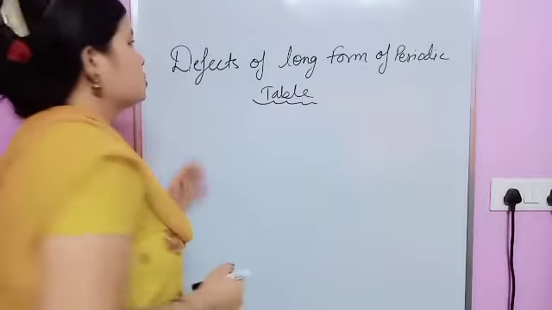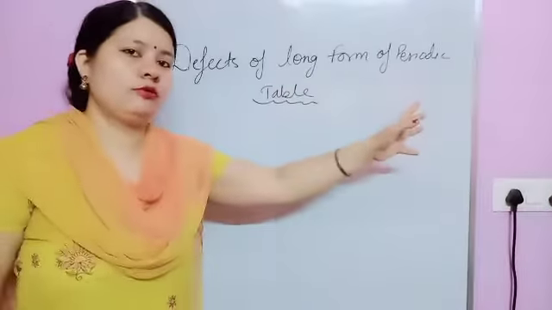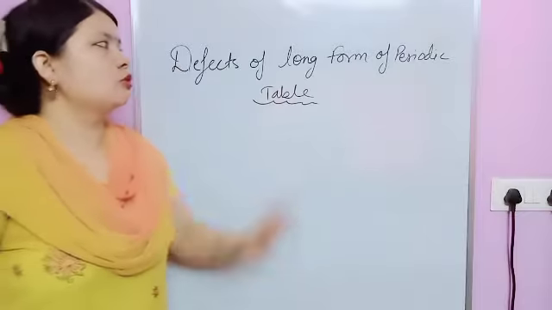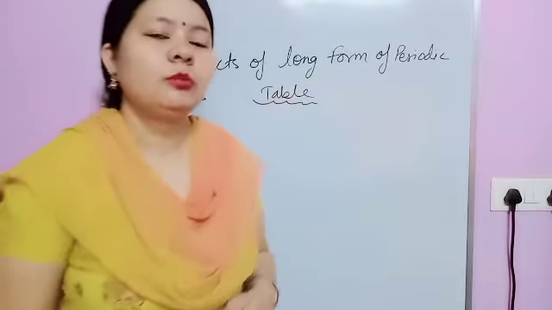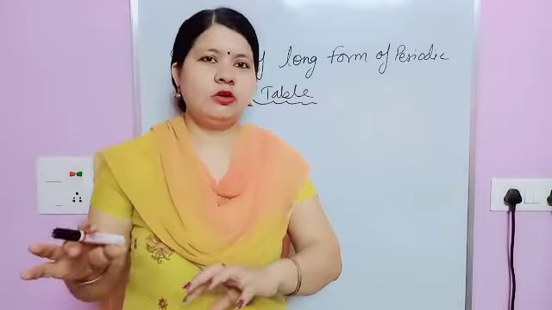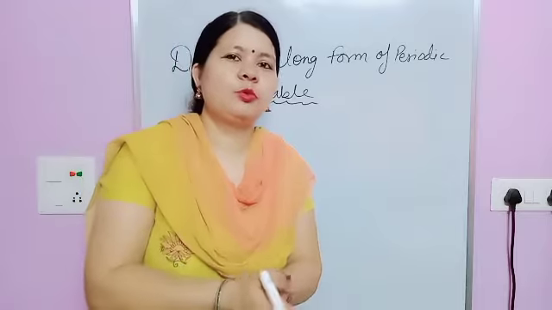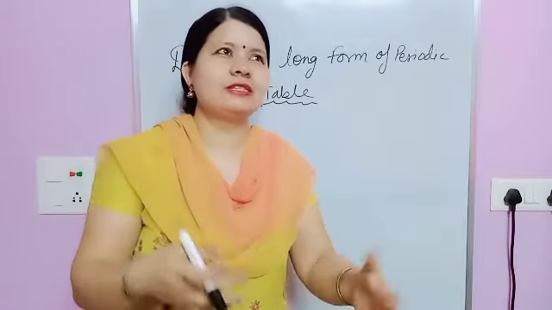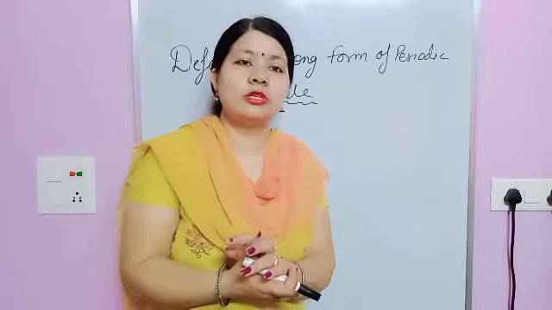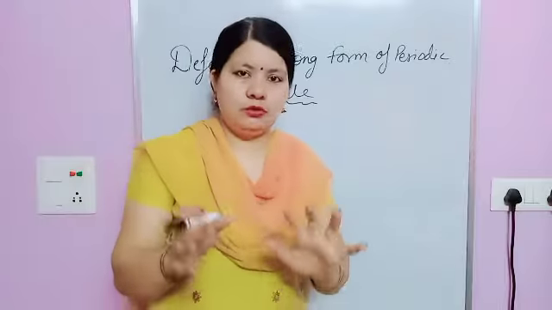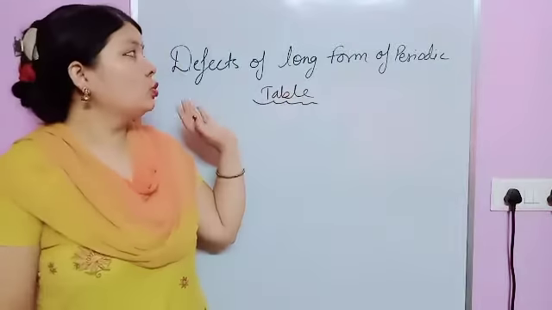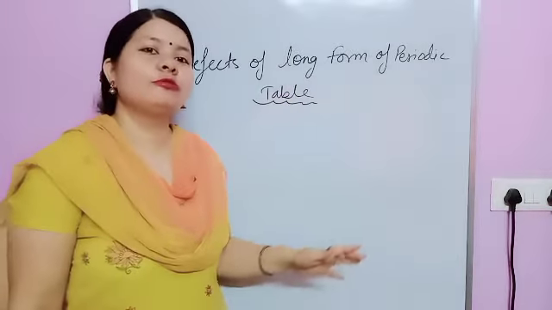Okay, now this one is the last topic of this chapter, that is the defects of the long form of the periodic table, because regarding all those characters, properties and trends, or whatever physical trends there were in these properties, we have already done that, all of that is complete. Now this one is the last topic: what are the defects of the long form of the periodic table.